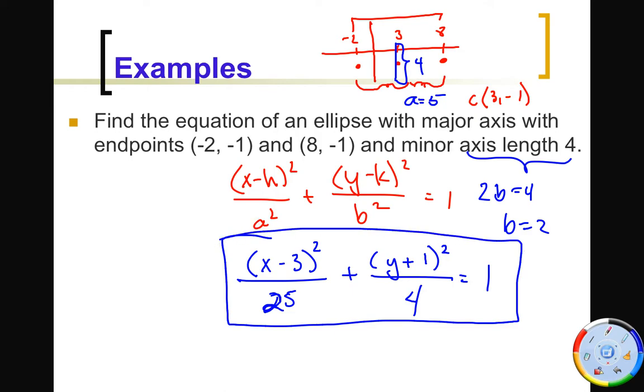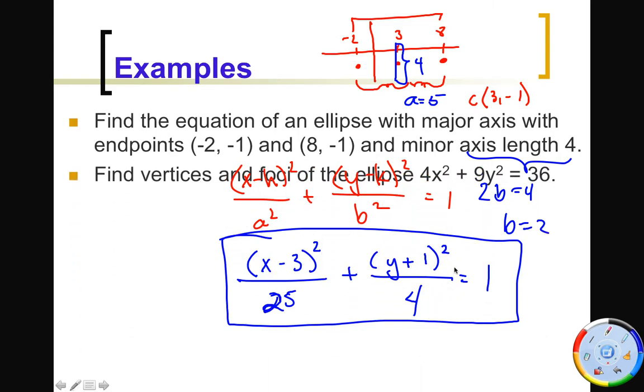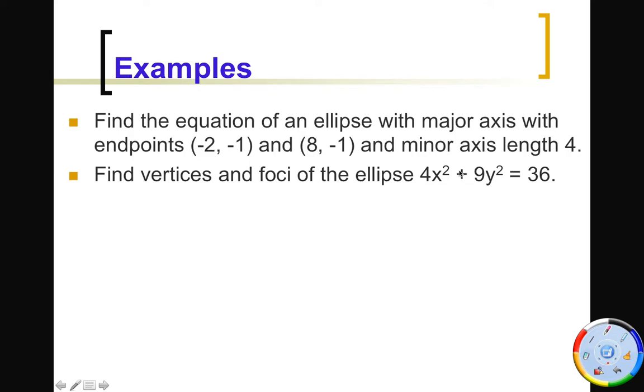All right, so it's just about picking out a, b, h, and k. Now, this one gave me a and b pretty quickly, but that's not always the case. What if I wanted to find the vertices and the foci of this ellipse? Well, I would need to put it in standard form. So I need to divide by 36.